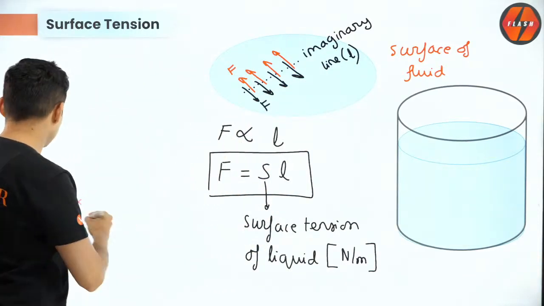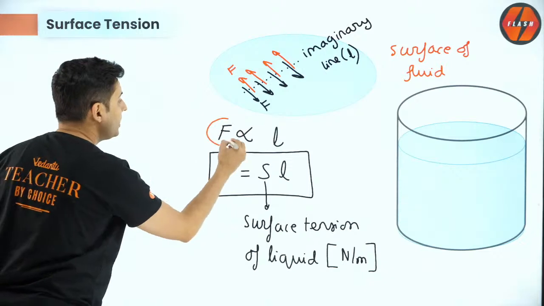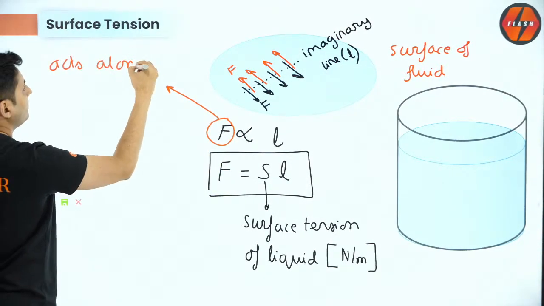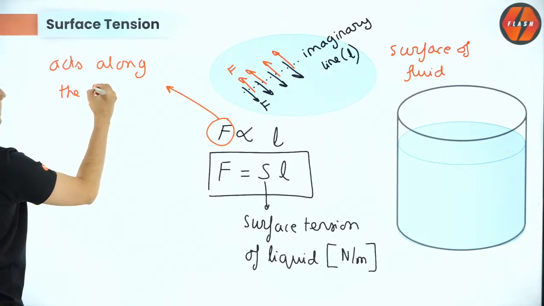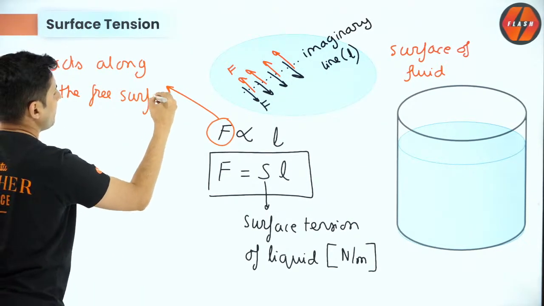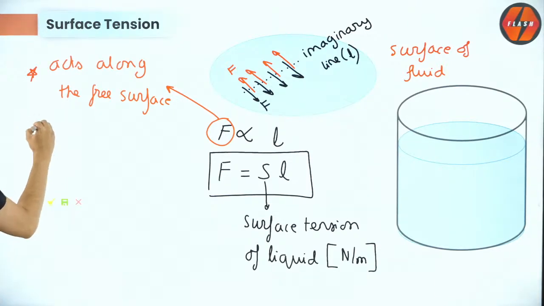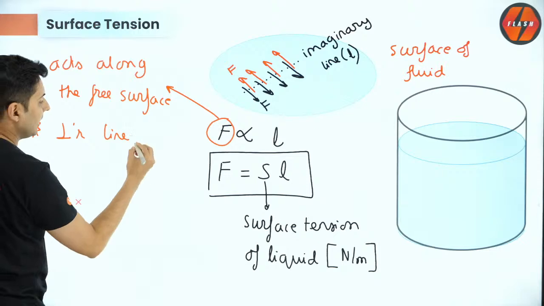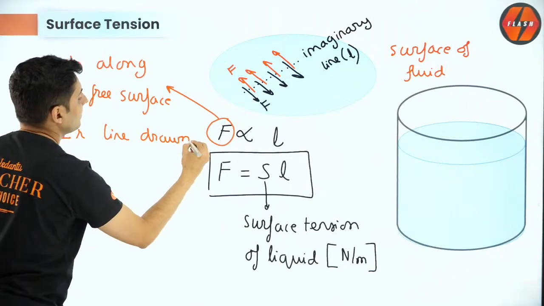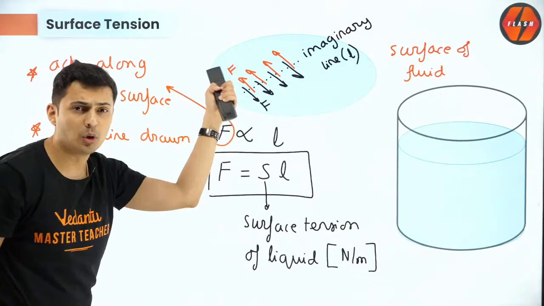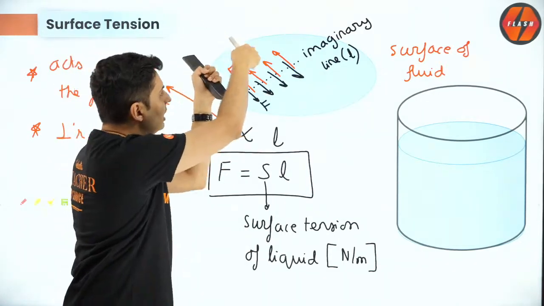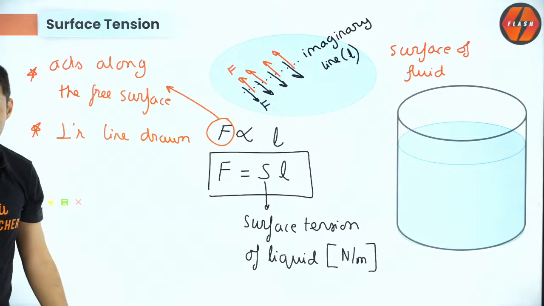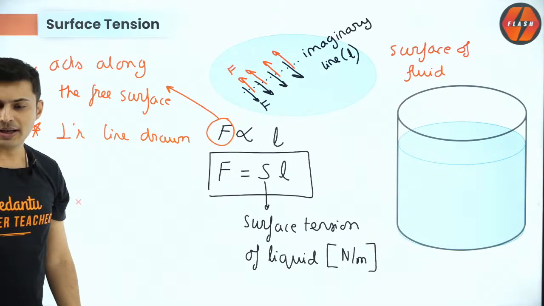And this force, please understand, it only acts along the free surface, and this is the first point. And second thing, it is perpendicular to the line, this imaginary line drawn. It acts perpendicular to the imaginary line drawn, and it acts both ways. It depends. If you are taking this part, it will be pulling this way. If you take this part, it will be pulling it that way. I hope this is clear. Is that understood, everyone?